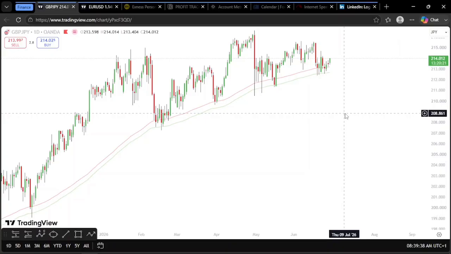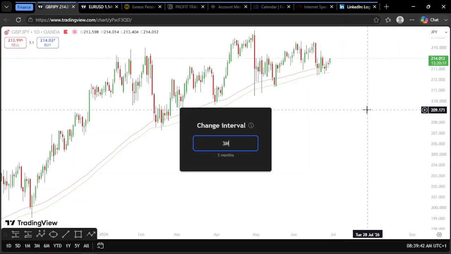So our next trade is GBP JPY. So we go to the 3 monthly time frame.